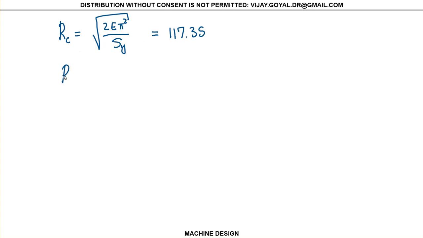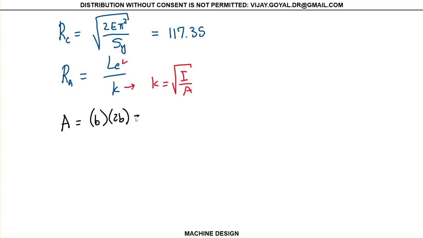When I calculate my RA, my actual slenderness ratio is LE over K. I do know this, but I do not know my K. But I know the radius of gyration. Radius of gyration is equal to the square root of my inertia divided by A. For this particular problem, your area is equal to base, that's B, times your height, that's 2B. So that would give you 2 times B squared.